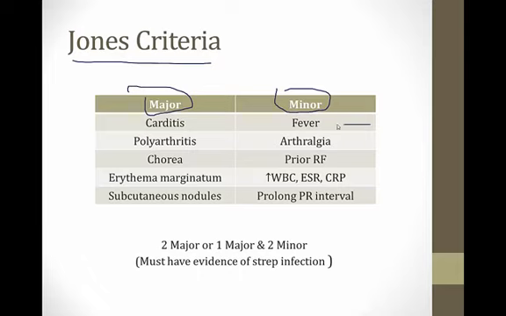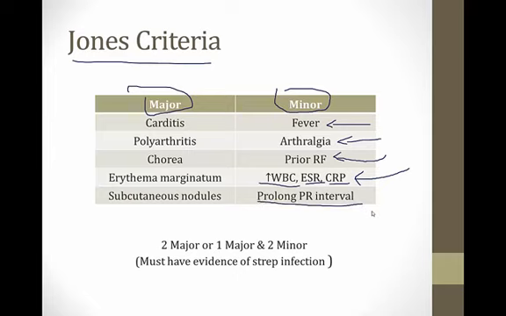These are things like presence of fever, presence of arthralgia, which is joint pains, a prior history in the patient of rheumatic fever, because if you've had it once, you're more likely to get it again, elevated white blood count, ESR, or C-reactive protein. All of these are markers of inflammation, or a prolonged PR interval on the EKG.